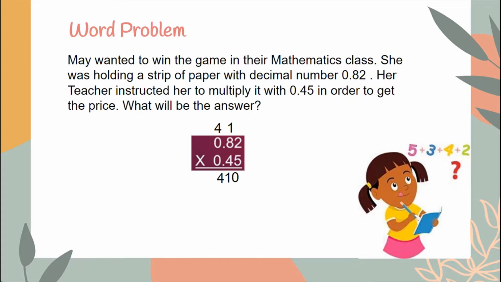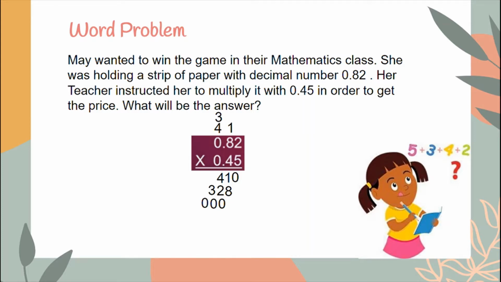Let's proceed with our second number. 4 times 2, it's 8. 4 times 8, that is 32. 4 times 0, that is 0, and just bring down 3. And don't forget we have here 0. 0 times 2, 0 times 8, 0 times 0 is 0.